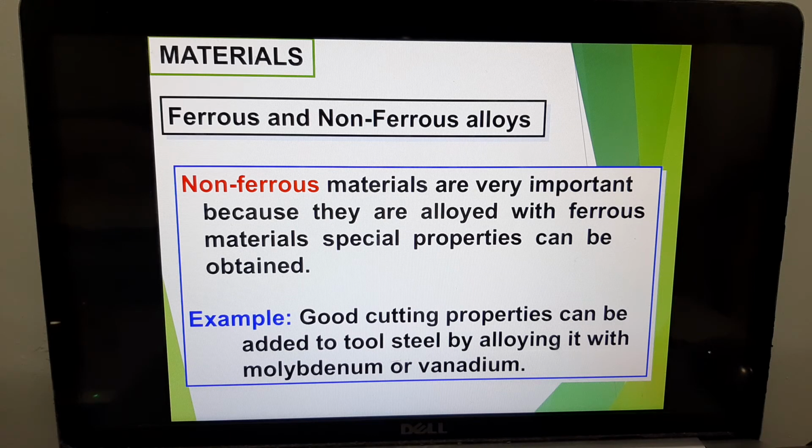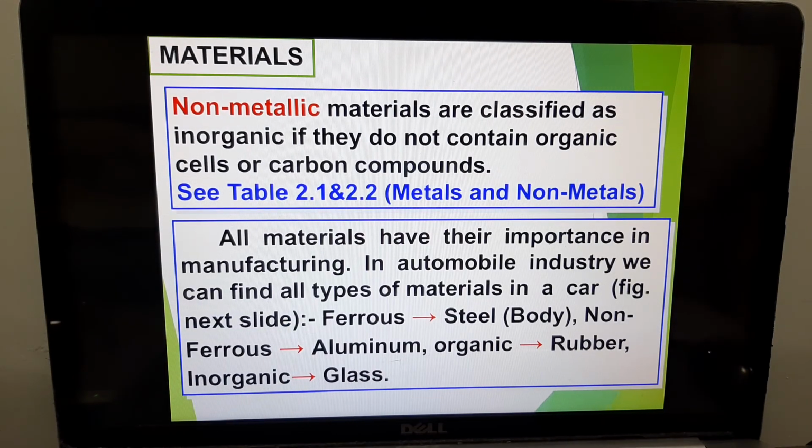Again, what is non-ferrous? Non-ferrous materials are very important because when they are alloyed with ferrous materials, special properties can be obtained. For example, good cutting properties can be added to steel by alloying it with molybdenum or vanadium. Non-metallic materials are classified as inorganic if they do not contain organic cells or carbon compounds, meaning they are not made of natural substances such as animal or vegetable cells. All material types have importance in manufacturing.